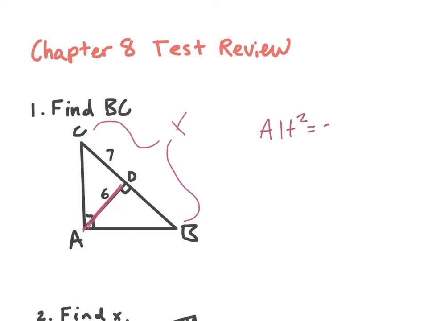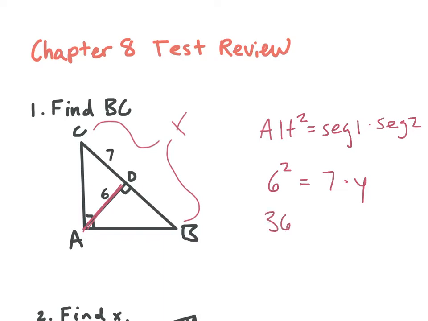Altitude squared is equal to segment 1 times segment 2. What's the altitude? 6. So 6 squared is equal to, what's segment 1? 7, and then what's segment 2? We can call it x, but I'm going to call it y since I called BC x, just to call it something different. Yes? Like the positioning of segment 1 and segment 2, you can put y in front for segment 1. Yeah, it doesn't matter which one's segment 1 and which one's segment 2.